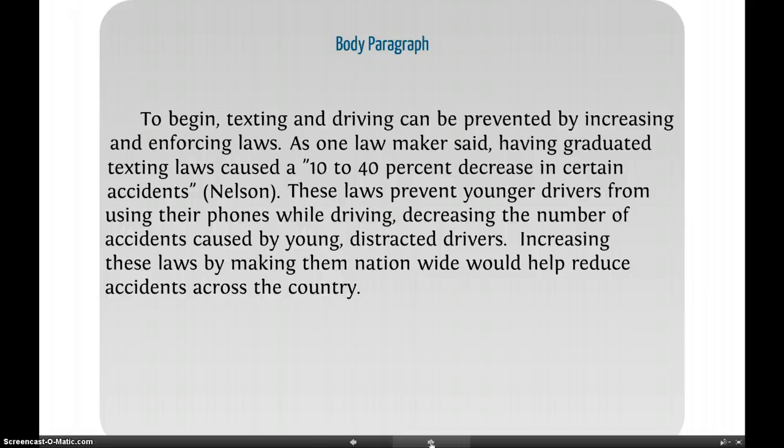Now we have, to begin, texting and driving can be prevented by increasing and enforcing laws. As one lawmaker said, having graduated texting laws caused a 10 to 40% decrease in certain accidents. These laws prevent younger drivers from using their phones while driving, decreasing the number of accidents caused by young, distracted drivers. Increasing these laws by making them nationwide would help reduce accidents across the country. Shaping up into a decent paragraph.